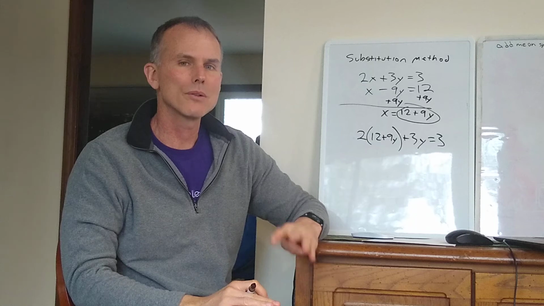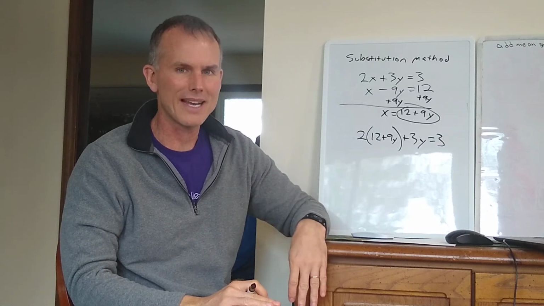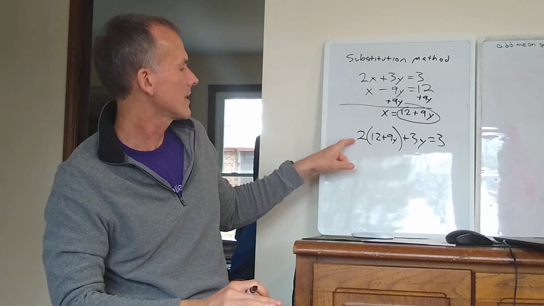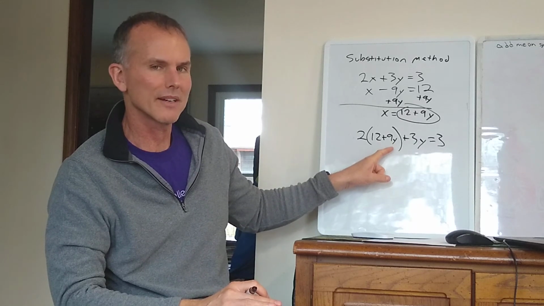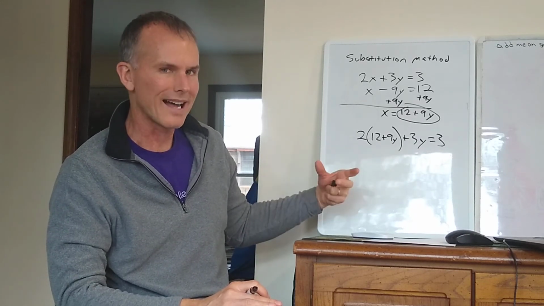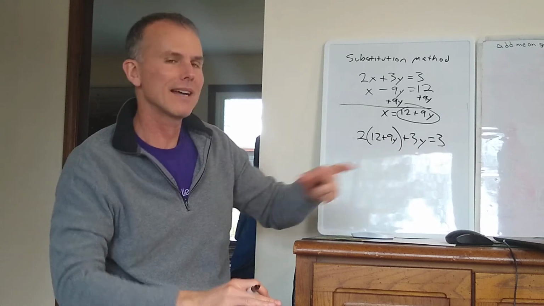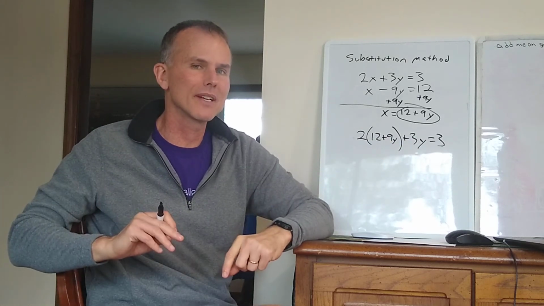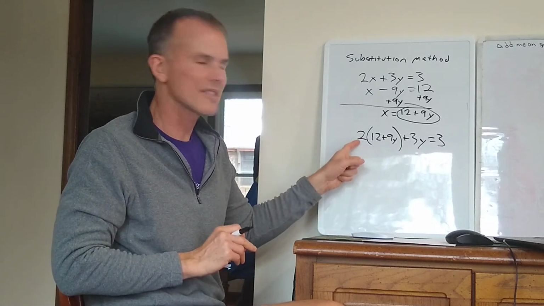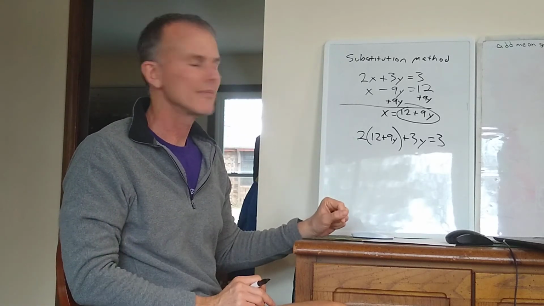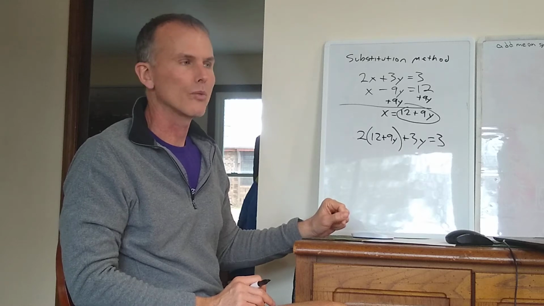Now, what is so beautiful about that? Well, look at the equation that I have now. This equation only has one variable in it, and that is y. Now, that y occurs 2 times, but that's okay. It's still just one variable. So since this equation only has one variable in it, I can solve it for y.